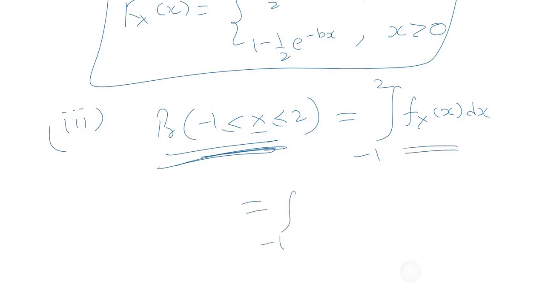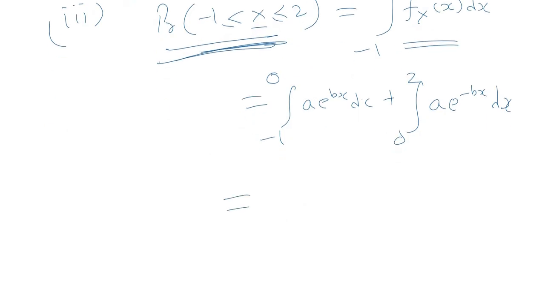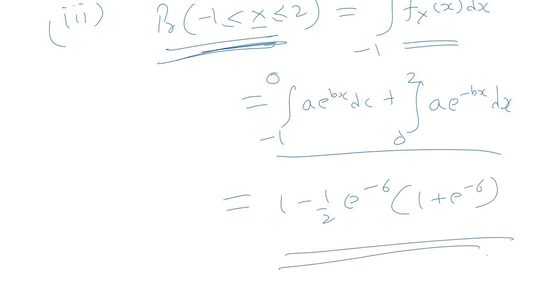From minus 1 to 0, the PDF is a e raised to power bx dx, plus for the range 0 to 2, it is a e raised to power minus bx dx. If we simplify these two integrals, we get 1 minus 1 by 2 e raised to power minus 6, plus 1 plus e raised to power minus 6. This is the final answer for the occurrence of random variable x in this range.